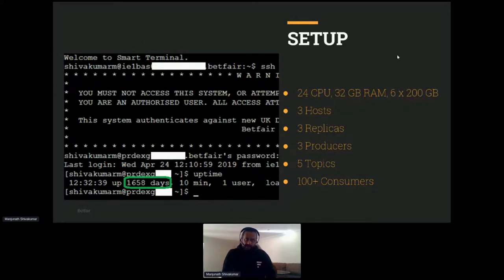This screenshot, as you see, is slightly old, but I just wanted to highlight the fact that we were able to run for 1,658 days, which is roughly about 4.5 years, without a downtime, without any problems as such, which was one of the fundamental problems we had in the previous generation of applications. We had a reliability problem, so Kafka helped us address that very efficiently.